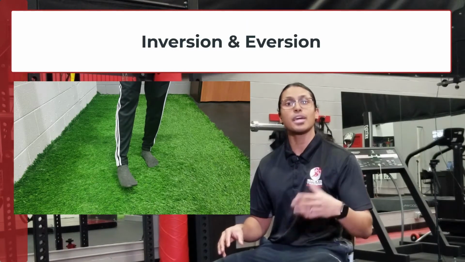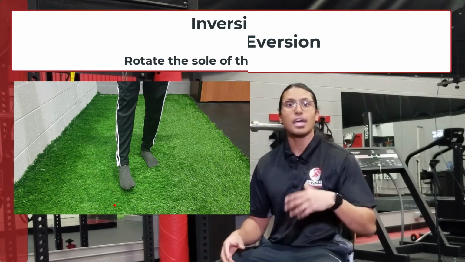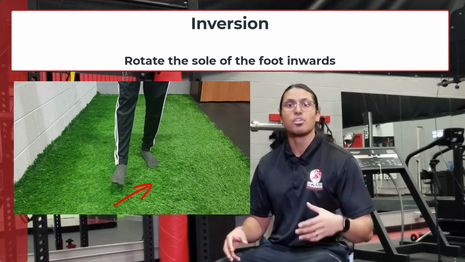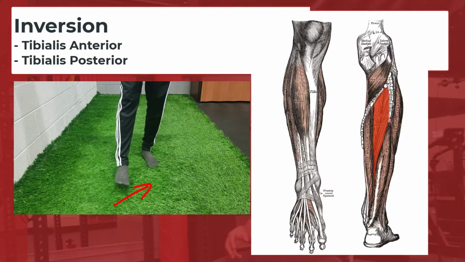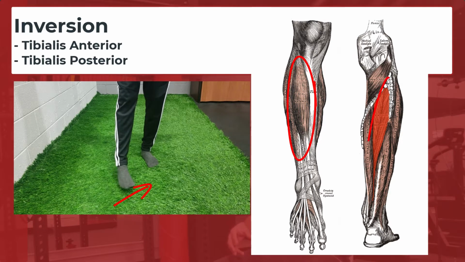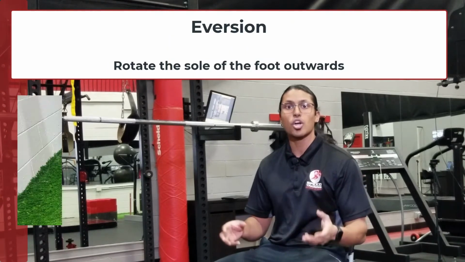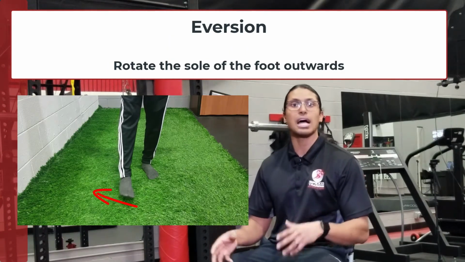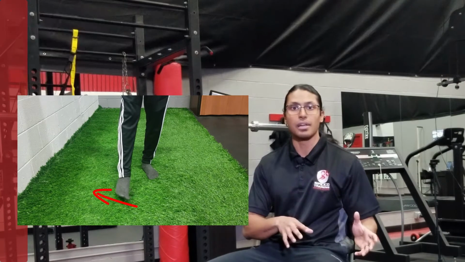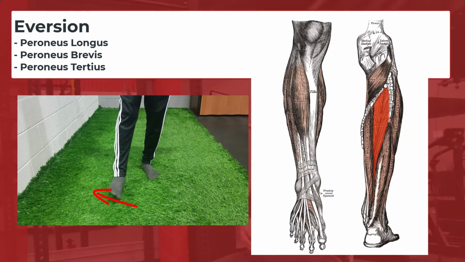The next foot and ankle movements we'll be taking a look at are inversion and eversion. Inversion occurs when the sole of the foot rotates to face the midline of the body, and it involves the tibialis anterior and the tibialis posterior muscles. Eversion, the opposing movement to inversion, occurs when the sole of the foot rotates outward, opposing the midline. It involves our three peroneal muscles, Peroneus longus, Peroneus brevis, and Peroneus tertius.